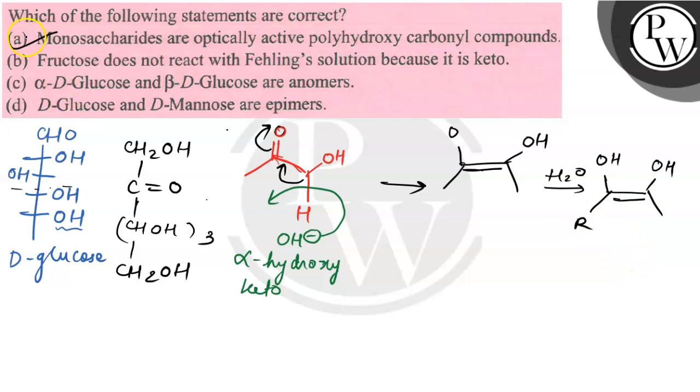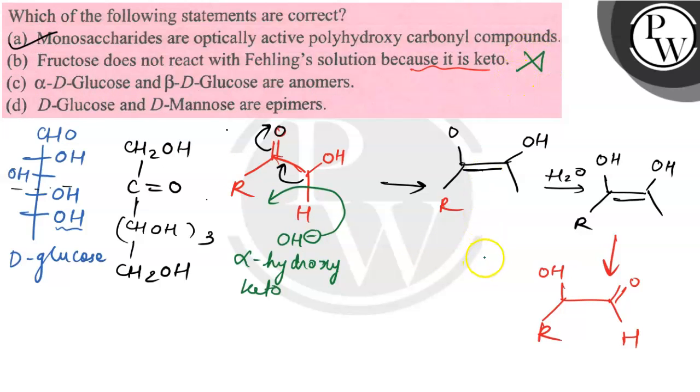Then afterwards again this compound will be shifted. Again this compound will react over here. Here we'll be having OH group, here double bond O, and here R. R is any other group. So we'll have a compound like this. This is the compound we get over here. Okay, so here it is said that fructose does not react with Fehling solution because it is a keto, but it is a keto and it reacted with this Fehling solution. So option number B will be incorrect because it is reacting very well with this Fehling solution.